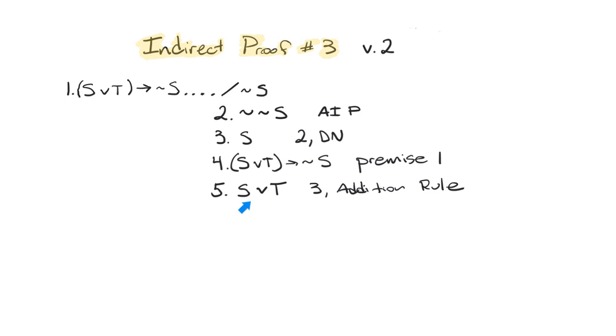Now, we can see that line 5 is the antecedent for this whole conditional. So now we can use the modus ponens rule to derive line 6, which is tilde S, using lines 4 and 5 with the modus ponens rule of inference. This is the antecedent, and so we get the consequent, the negation of S.